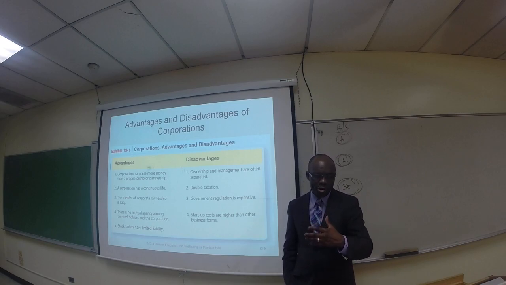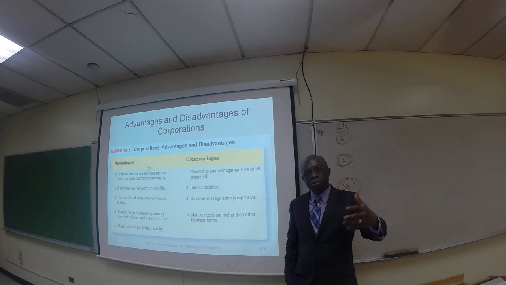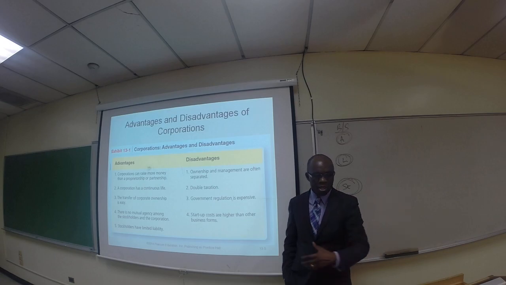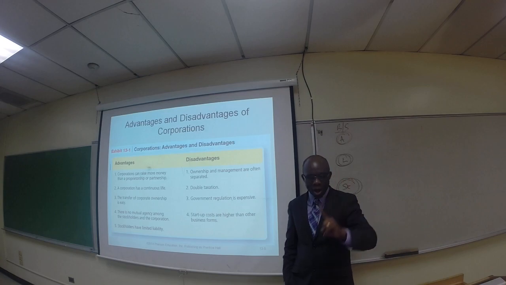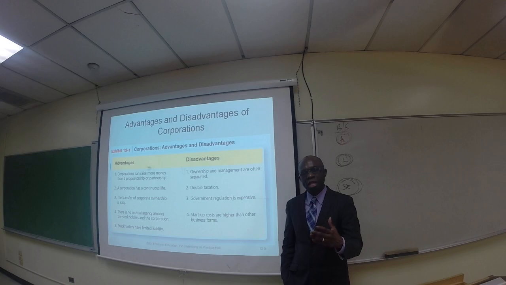Number 1, a corporation can raise more money than a proprietorship or partnership. Yes, for example, IBM or McDonald's, these are publicly traded companies and they are able to sell a piece of the company to a lot of people, thereby being able to raise more money than a company that is owned by one individual. The second advantage, the corporation has a continuous life.